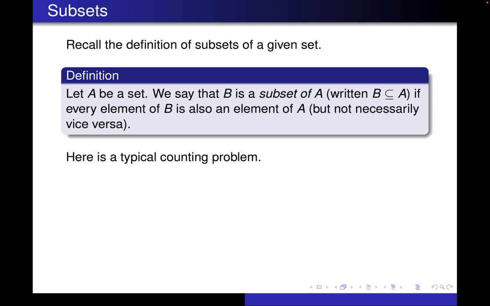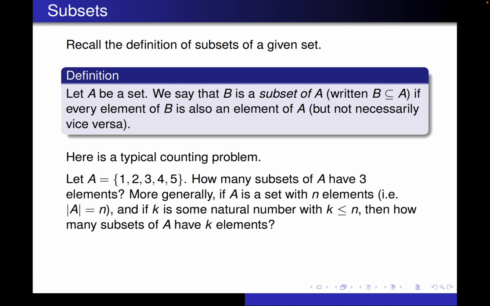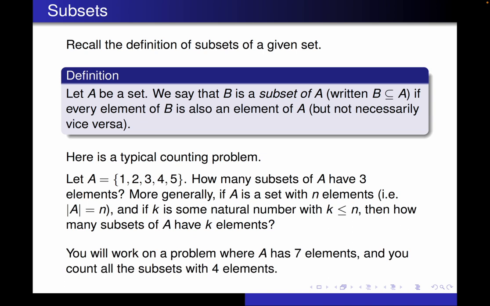It doesn't necessarily have to be the case that every element of A is an element of B. So here's a typical counting problem that you might run into with subsets. Suppose you have a set A that has 5 elements in it, the numbers 1 through 5. A question you might ask is, how many subsets of A have 3 elements in them? Or more generally, if A is a set with n elements, so the cardinality of A is equal to n, and if k is some natural number that is n or below, then how many subsets of A have k elements? So you're going to work in your in-class activities on a problem where your set A has 7 elements, and you are going to count all the subsets with 4 elements.